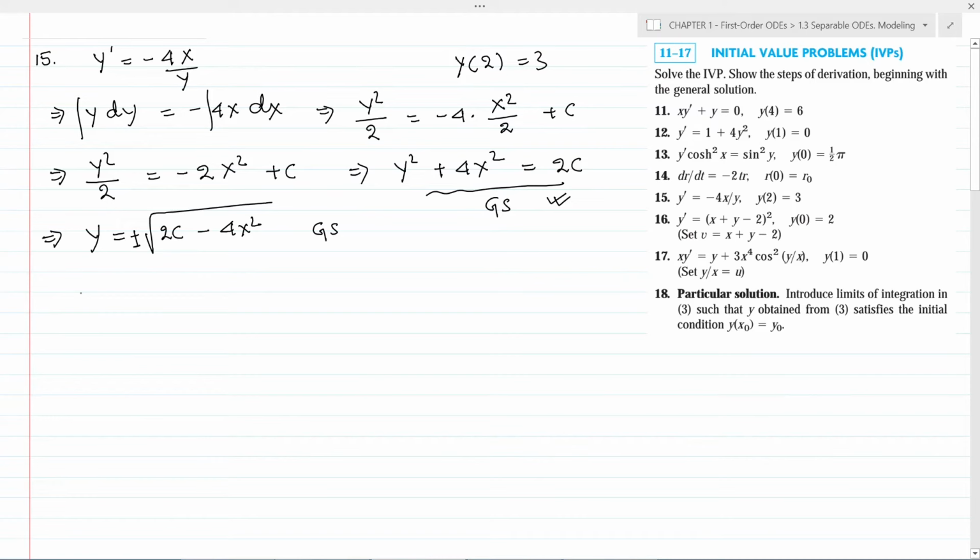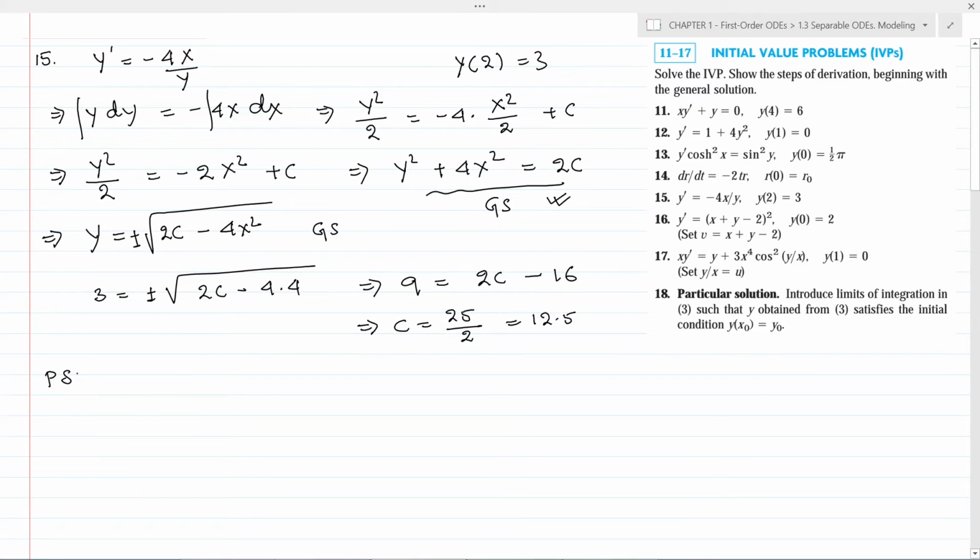To get the particular solution, we have to substitute the initial value condition into the general solution. We get 3 is equal to plus or minus square root of 2c minus 4 multiplied by 2 square, which is 4, which implies 9 is equal to 2c minus 16, or c is equal to 25 by 2 or 12.5.